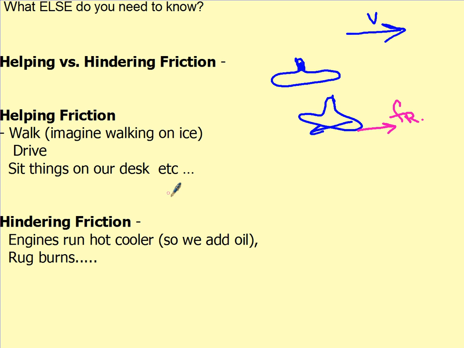Hindering friction? Well, if you don't have enough oil to cool your engine and to reduce friction, you wind up overheating. Rug burns. Sliding down slides when it's warm on bare legs. You definitely can get some friction going there.